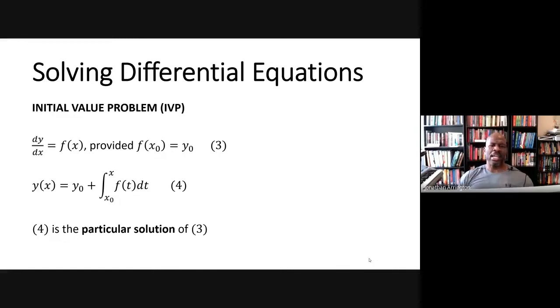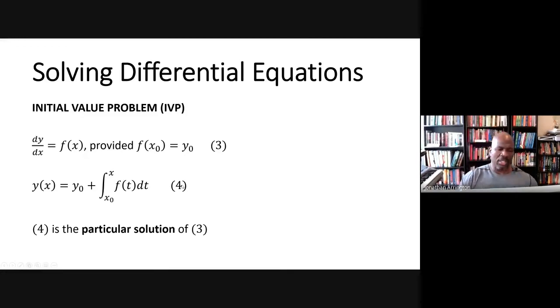And so this is just a nice typed-out version of what we just showed on paper. It's showing 3, which is the differential equation with the initial condition, and that 4 is the particular solution of that differential equation. And the important thing for right now is that the differential equation is just a function of x. Later on, it will be a function of x and y, but right now it's just a function of x. And this is how we can solve it.